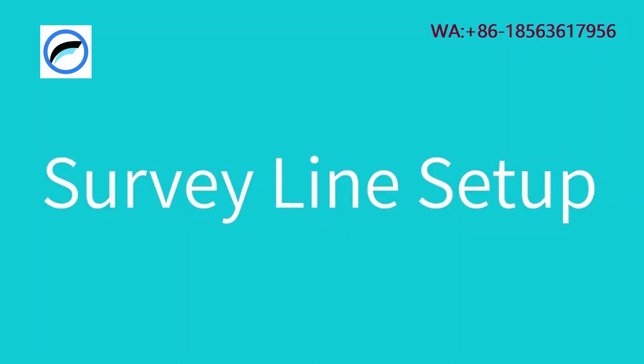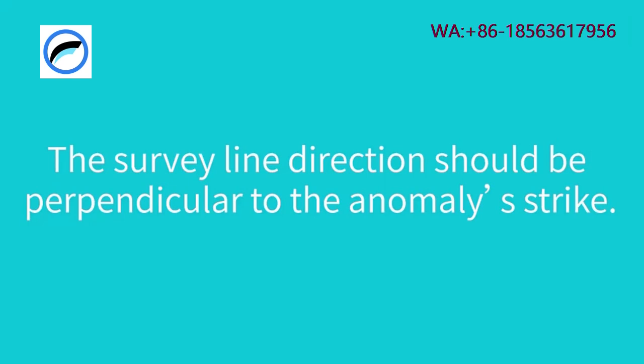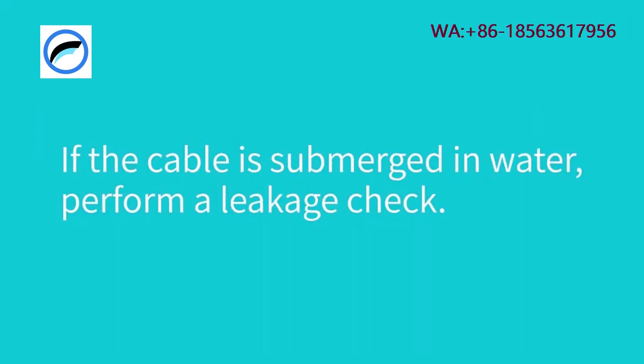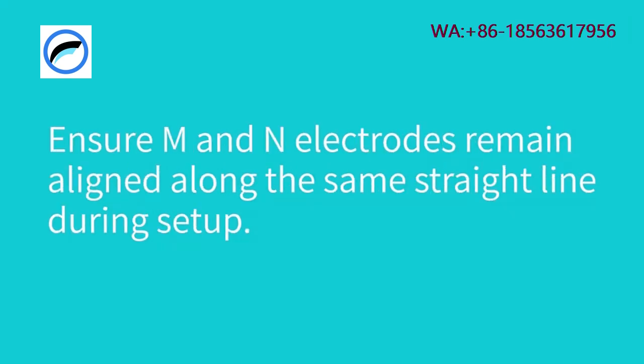Survey line setup. The survey line direction should be perpendicular to the anomaly strike. Keep the cable as far as possible from high-voltage power lines and telephone lines. If unavoidable, align the survey line parallel to them. If the cable is submerged in water, perform a leakage check. Ensure M and N electrodes remain aligned along the same straight line during setup.